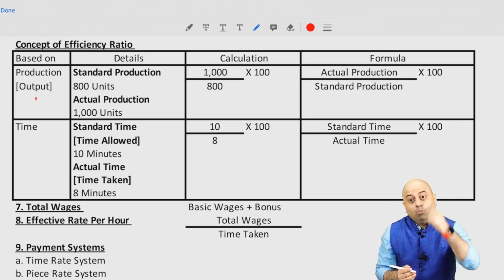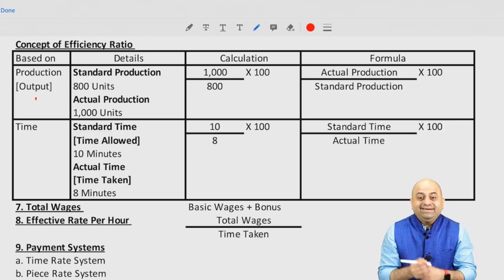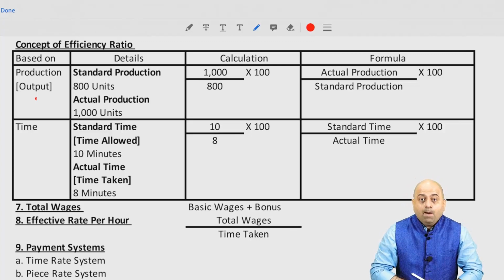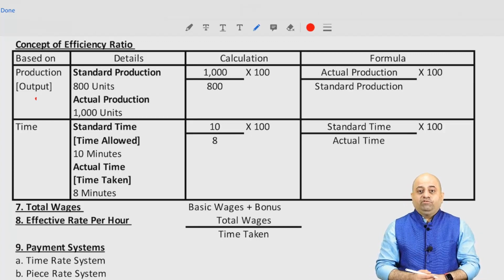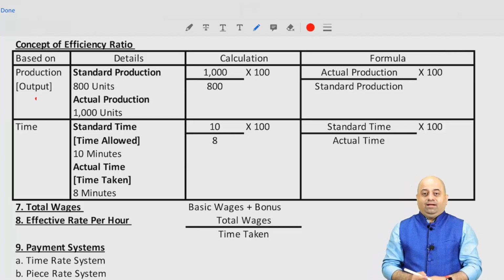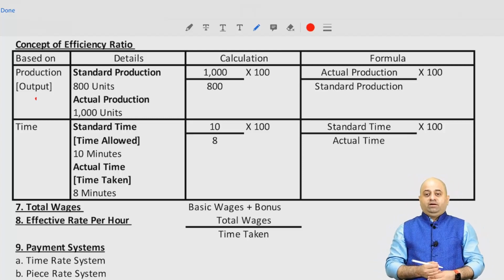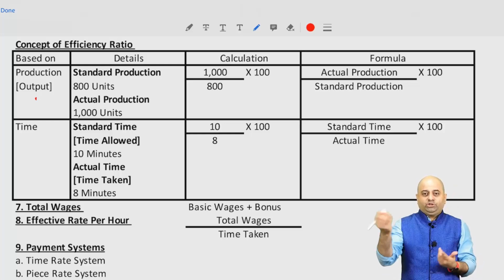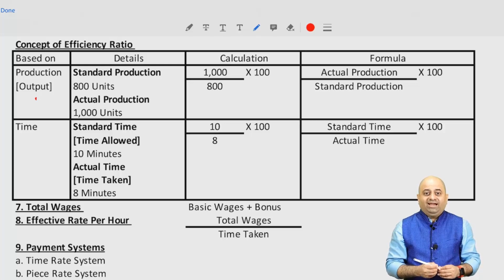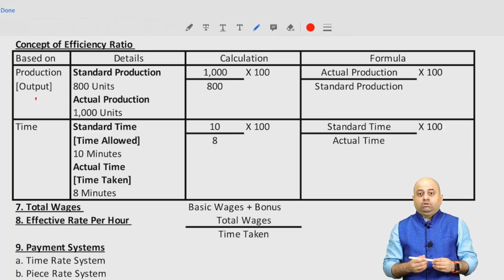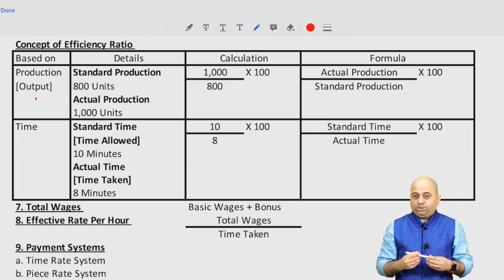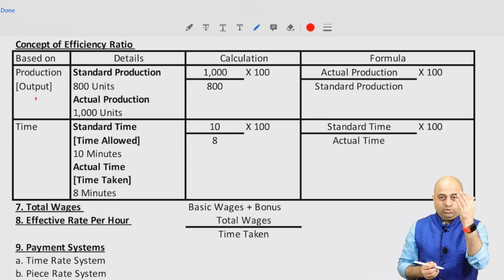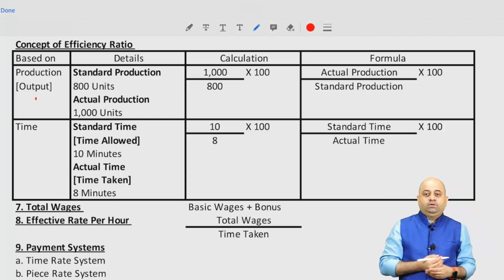Here he has produced more than what he was supposed to. Naturally, his ratio will be more than 100, and hence I have to do 1000 upon 800 into 100. And my dear friends, actual production is 1000, 800 is standard production. So that's how I created the formula: actual production upon standard production into 100.